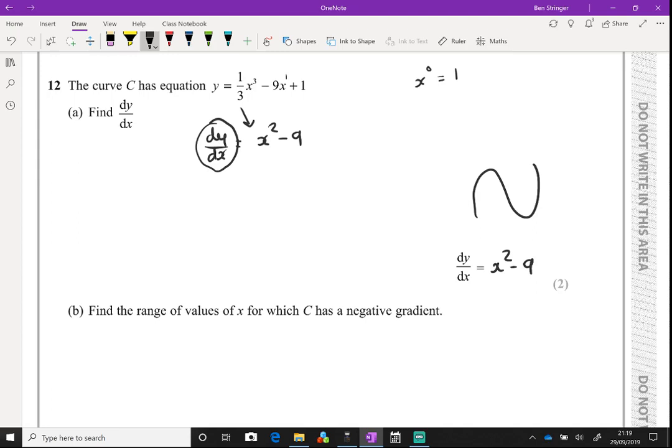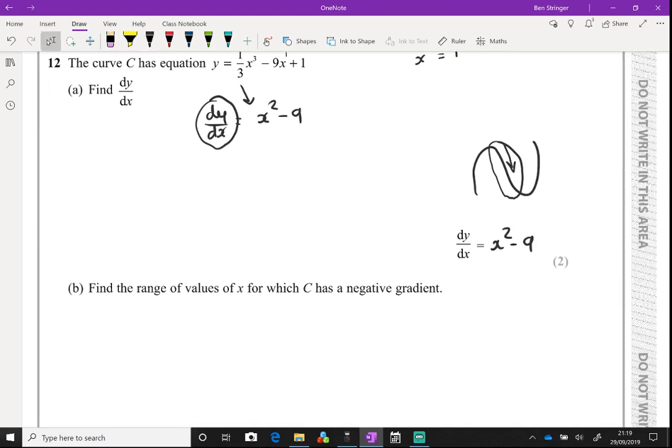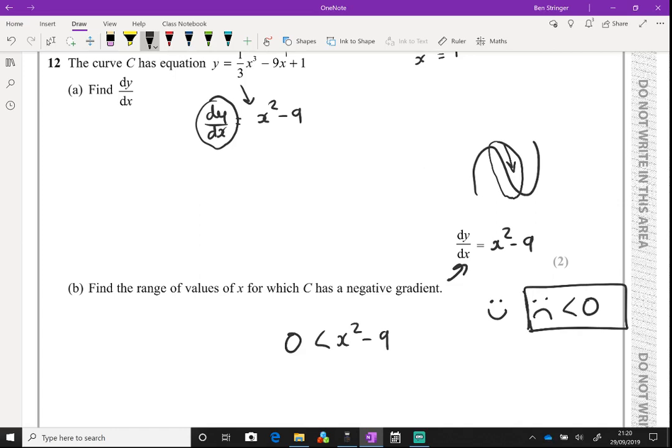Find the range of values for x. I'm looking along here for which it has a negative gradient, so we're looking down at this bit. Find this range of values, and the way you find that range of values, you say, right, I want this here. Remember the following: happy, sad, and sad is less than 0. When you're unhappy, that's how you get negative gradient. So I want my function here, the gradient, to be less than 0. Now solving this.